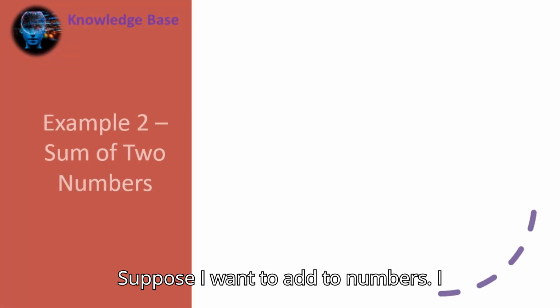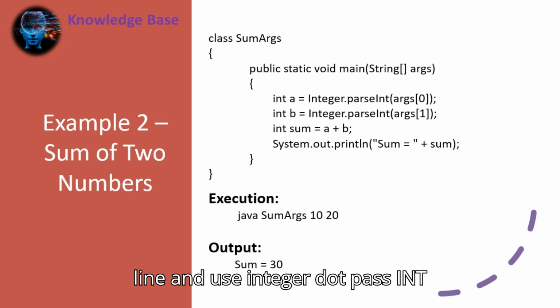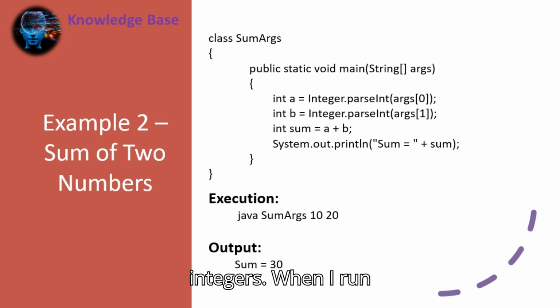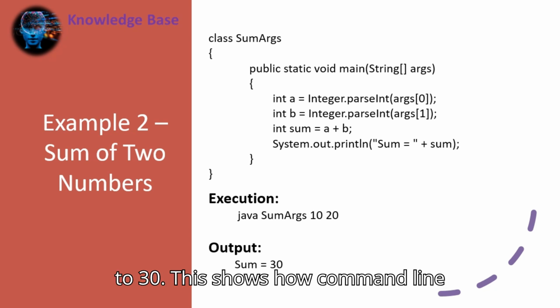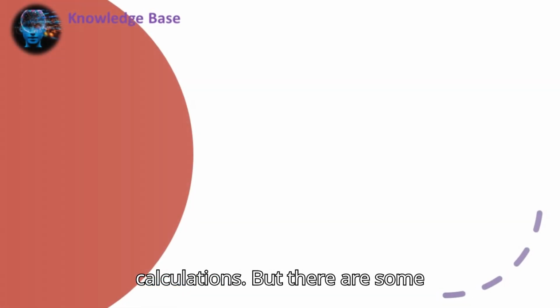Now let's take a practical example. Suppose I want to add two numbers. I can pass those numbers from the command line and use Integer.parseInt to convert them from strings into integers. When I run java SumArgs 10 20, the output is simply: sum is equal to 30. This shows how command line arguments can actually be used in real calculations.